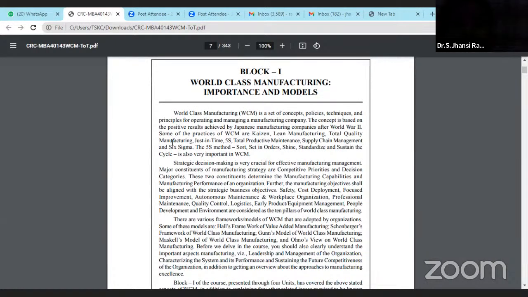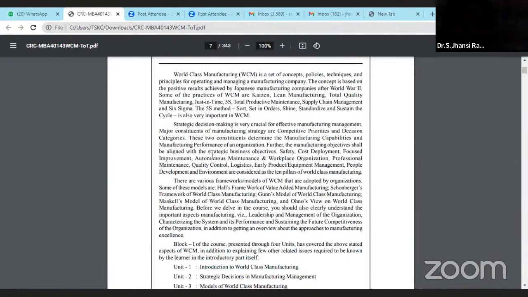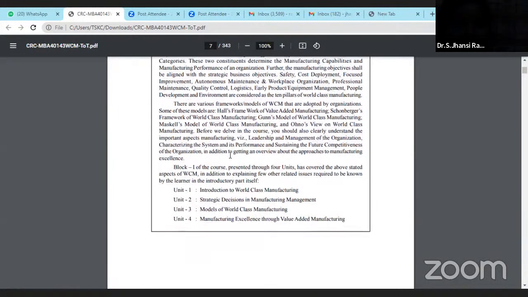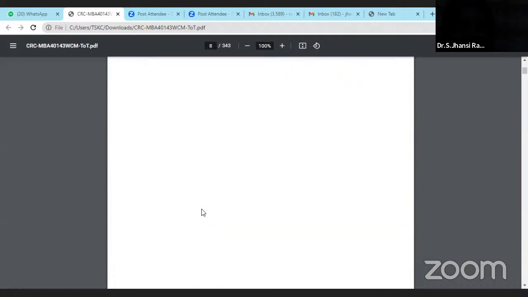Some of the practices are Kaizen, lean manufacturing, total quality management, just-in-time, 5S, total productive maintenance, supply chain management, and Six Sigma. These are the topmost practices followed in world-class manufacturing. As we have discussed, the 5S method is sort, set in order and so on, which we will understand in due course. These are the different topics we are going to understand now.